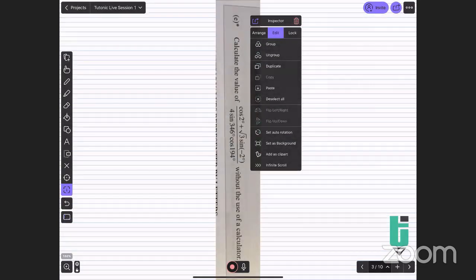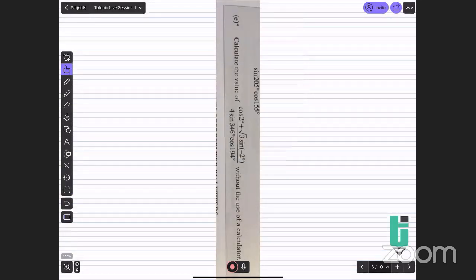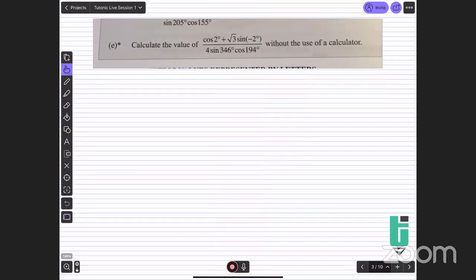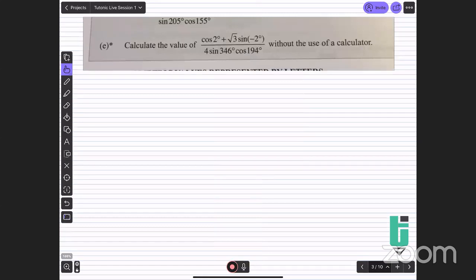Okay. Calculate the value of (cos 2 root 3 sine minus 2) over (4 sine 346 times cos 194). This is an interesting one. They say without a calculator, so you have to try and manipulate it.